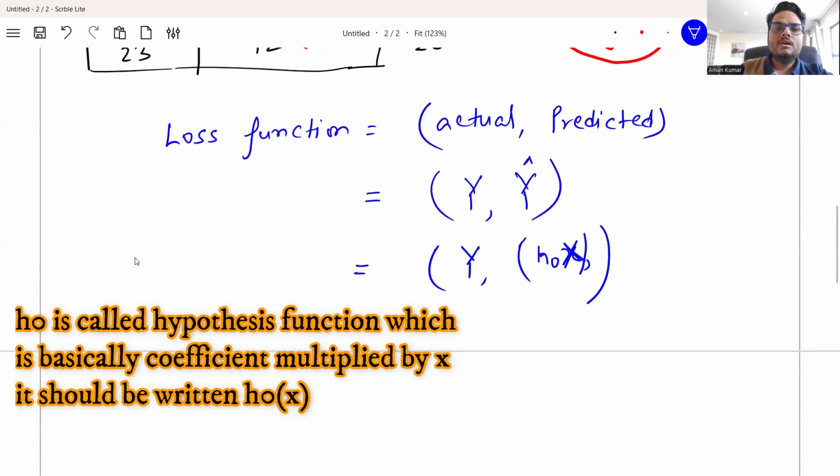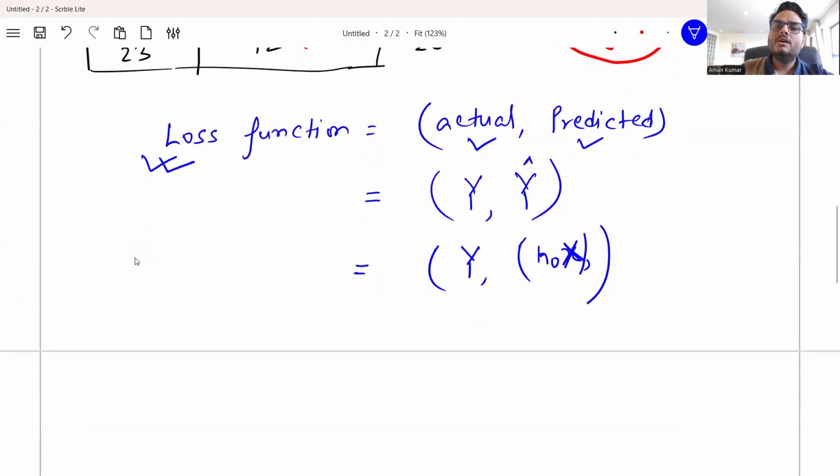So basically, loss function is a function of actual and predicted. Loss function is a function of y and y hat. Loss function is a function of this constant. Now please pay attention here. Loss function is a function of this constant and this constant. X is a constant here. So what is variable here? The variable here is only one thing, that is your h naught, which means coefficient.